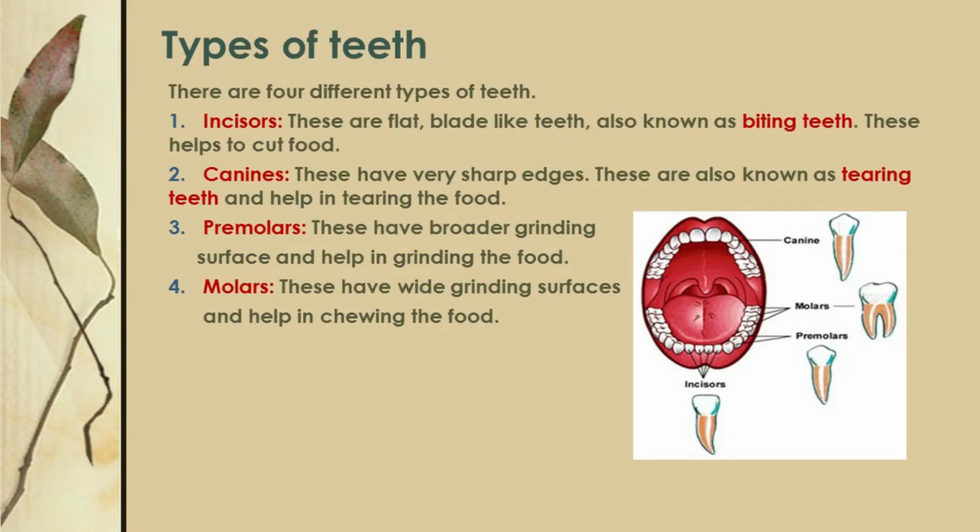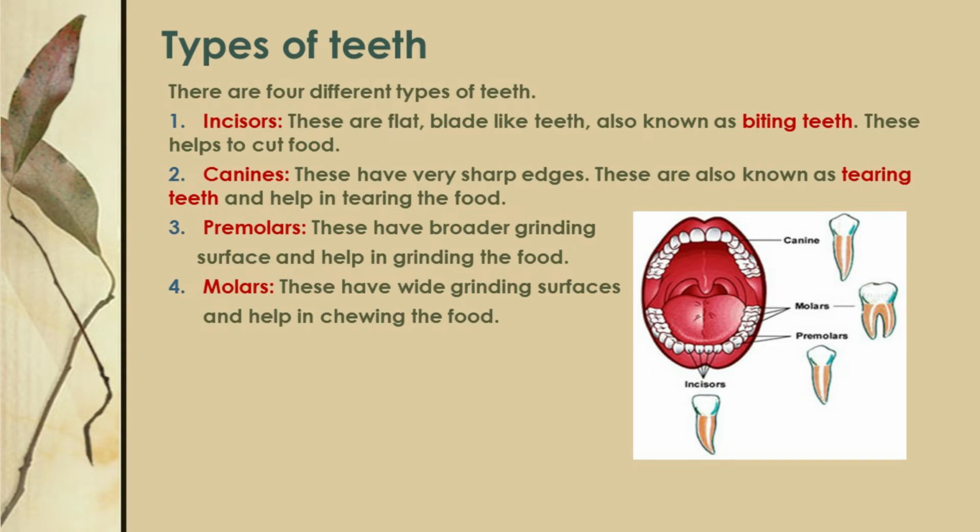Now, in our mouth, there are teeth. Those teeth perform the process of mastication. Basically, in our mouth, there are different types of teeth: incisors, canines, premolars, and molars. First of all, incisors. These are also known as biting teeth. These are flat and blade-like. These help to cut the food into small pieces. Next is canines.